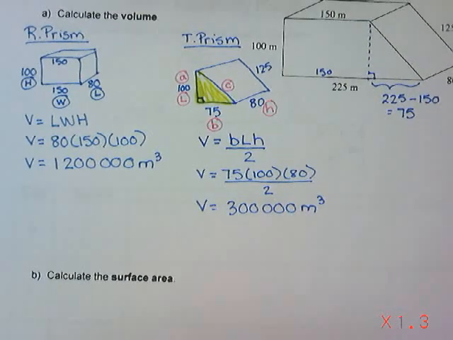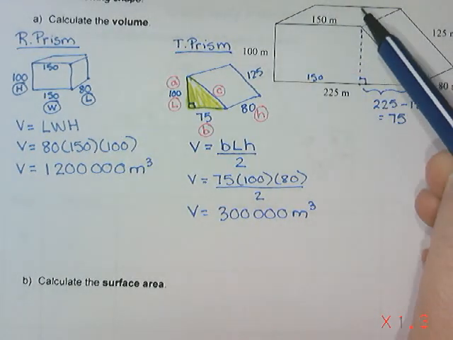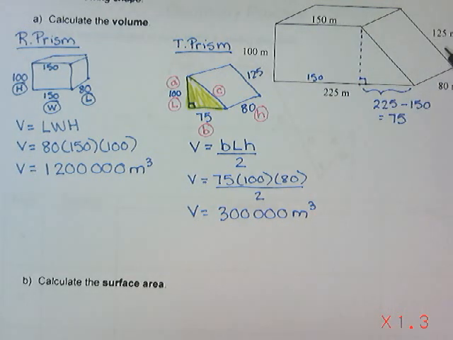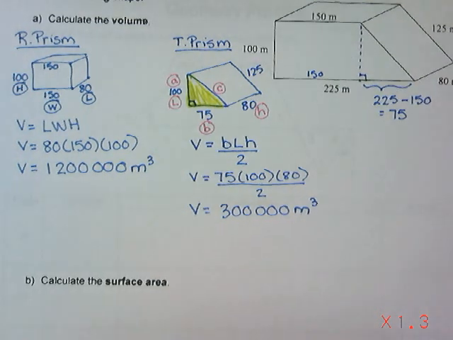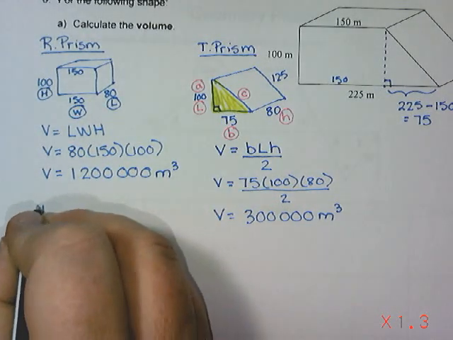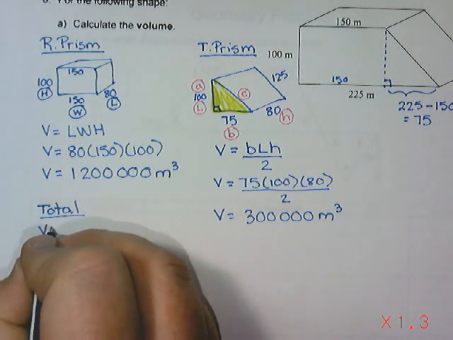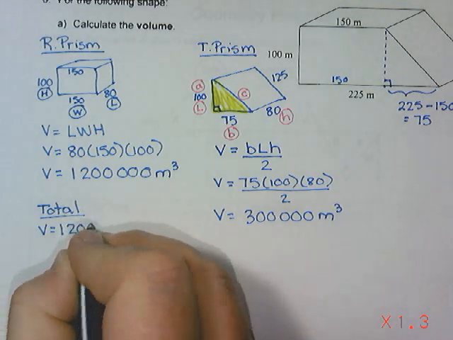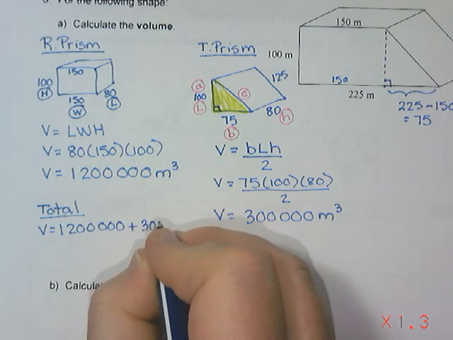Okay, last thing I need to do is combine those two volumes. These two shapes are basically just being added together, right? I have a rectangular prism, I have the triangular prism, and they're just squished together, right? It's not like one shape is cut out of the other. So I'm going to add those two together to get my total. I'm going to write that here. Total is going to be 1,200,000 plus 300,000.